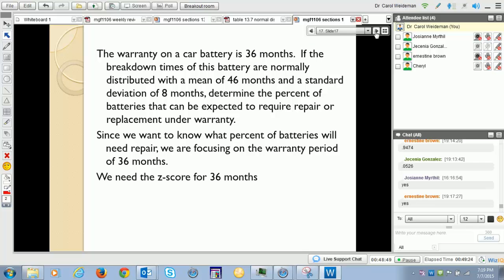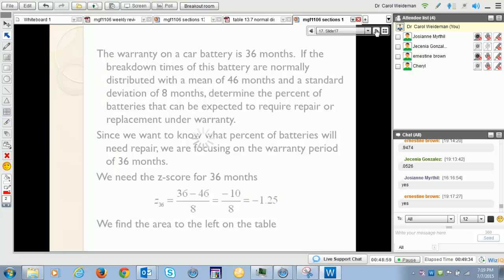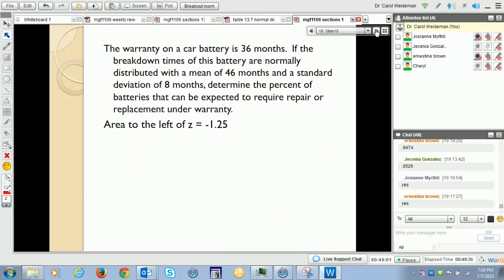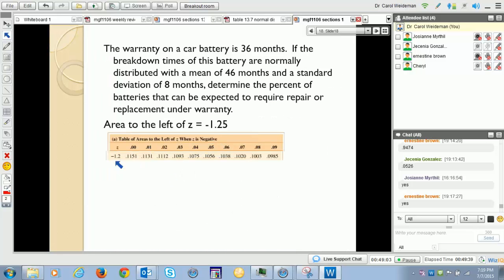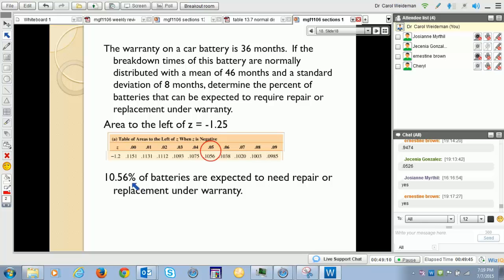So we're going to find a z-score for 36 months. 36 minus 46 over 8, the standard deviation, gives us negative 1.25. So I'm going to go to my table, go down on the first part of it, negative 1.25. So we expect about 10.5% of batteries are going to be needing repair or replacement under the warranty, assuming the mean life is 46 months with a standard deviation of 8 months.